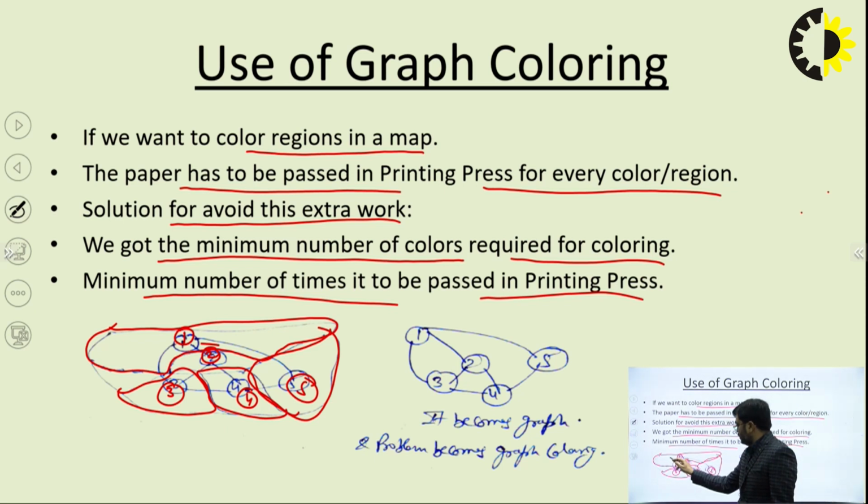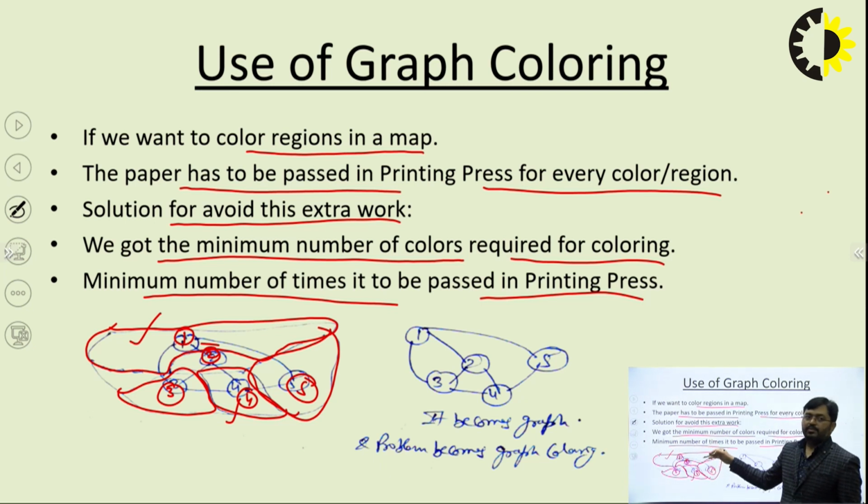If we color this region red, and the second one also red, because these are not adjacent, they can be colored with the red color. Means if we have the minimum number of colors and choose red, then regions 1 and 4 can be colored by passing the paper once through the printing press. Then the numbering of the regions we can convert into vertices: region 1 is vertex 1, region 2 is vertex 2, region 3 is vertex 3, region 4 is vertex 4, region 5 is vertex 5.